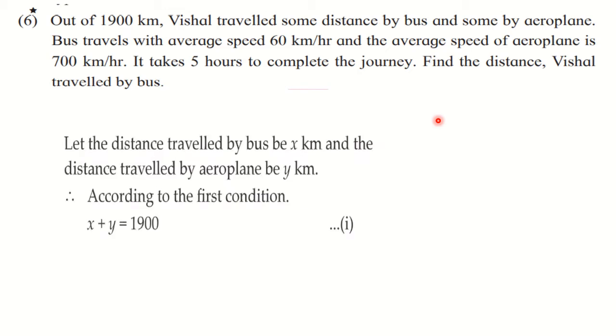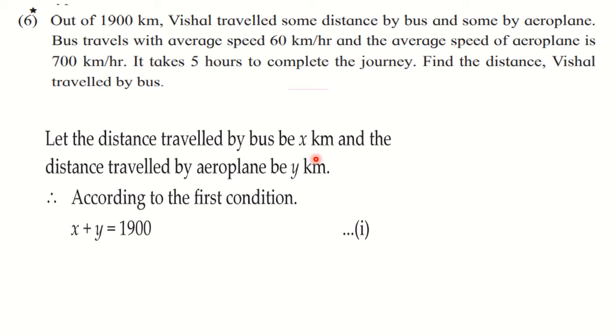So let us start. Let the distance travelled by bus be x kilometers and the distance travelled by aeroplane be y kilometers, and therefore the first equation is x plus y is equal to 1900. Number this as 1. Now see the second one here. The speed of the bus and the speed of the aeroplane is given. And time is given. So we have to think of the concept of time.